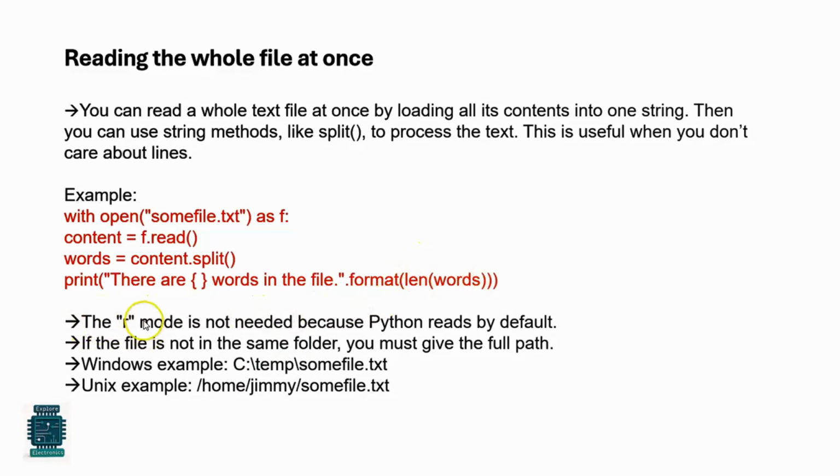Clear? Here the r mode is not needed because Python reads by default. I didn't use r mode here because it will read by default. If the file is not in the same folder, you must give the full path. If the file is not saved in the same folder, you have to specify the path here. For example, in Windows, you have to take C drive, temp, sumfile.txt. This is the path that you have to specify. In Unix, you have to specify home, Jimmy, sumfile.txt.